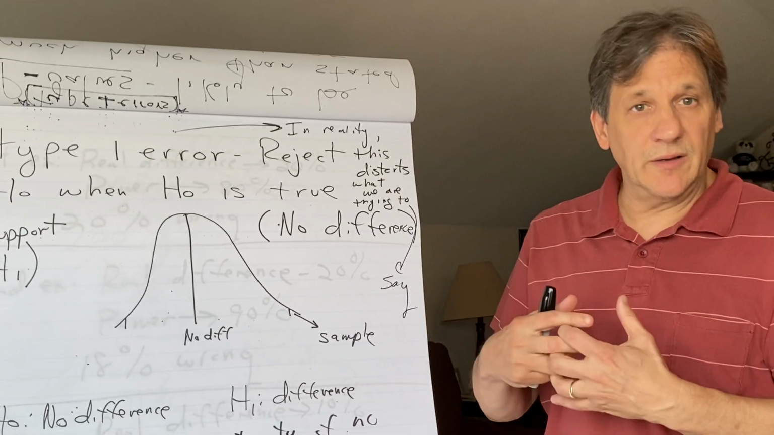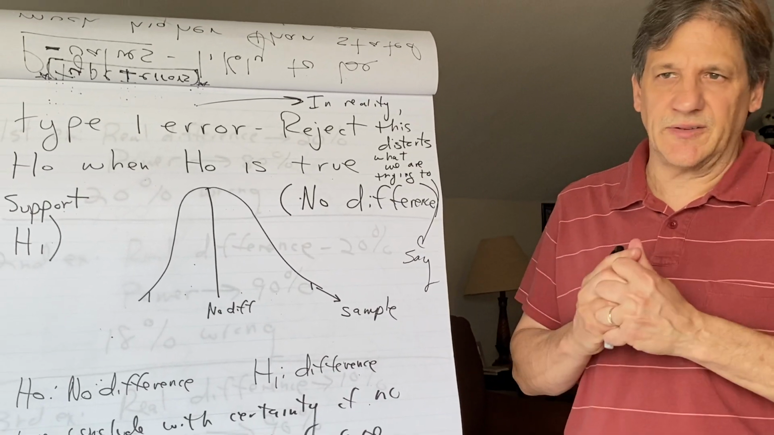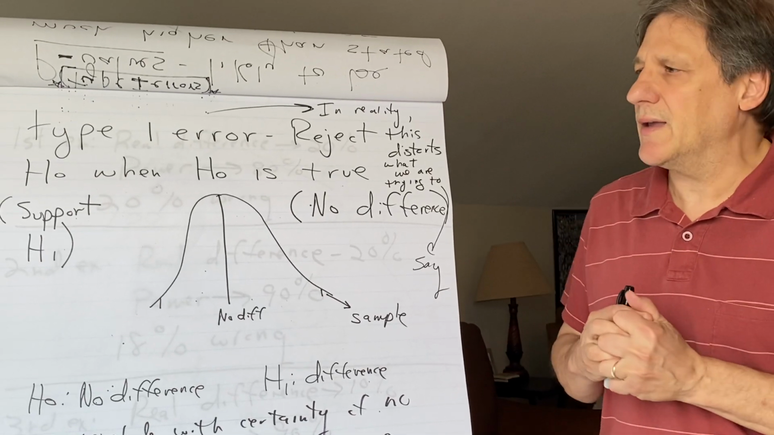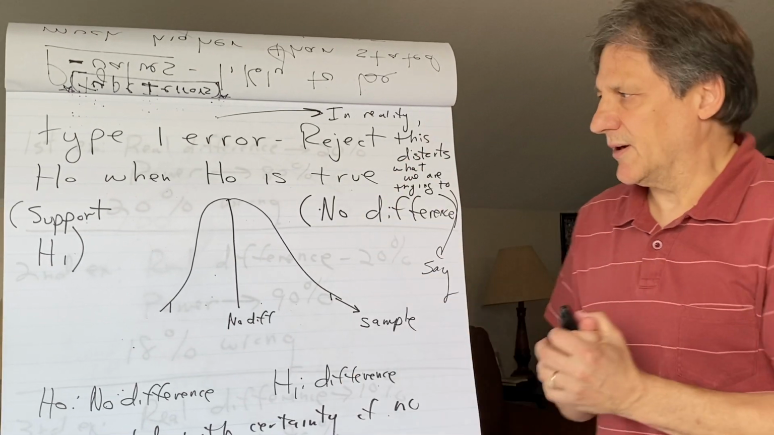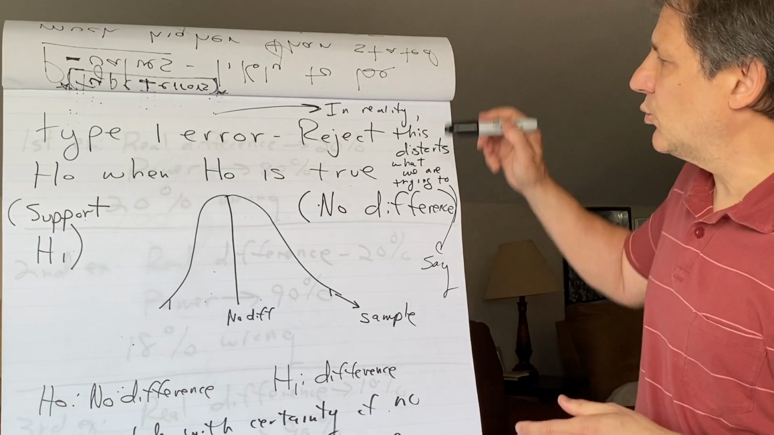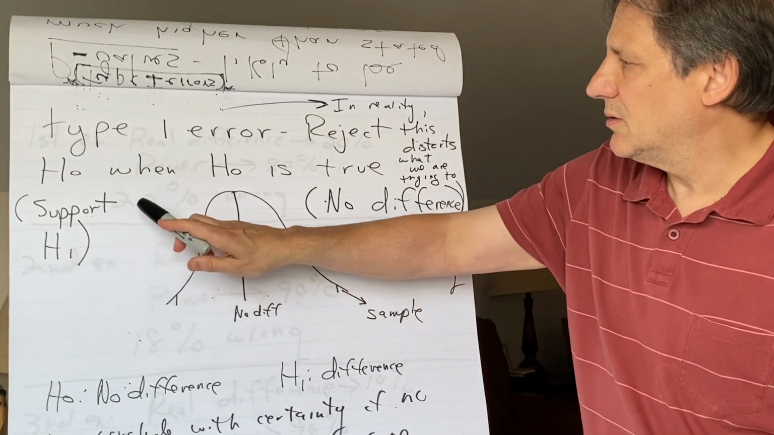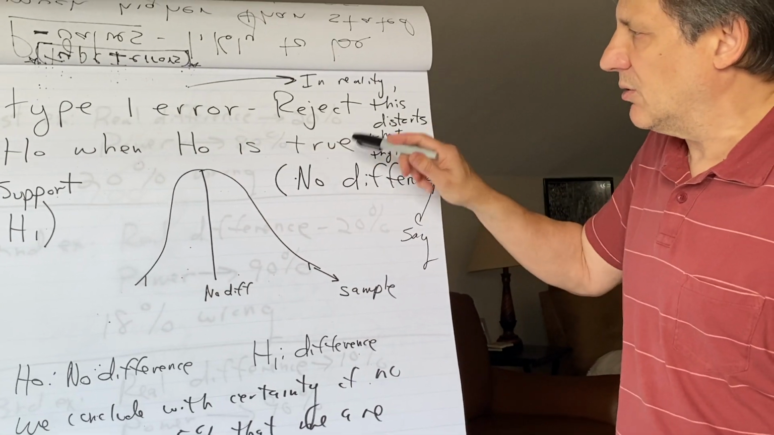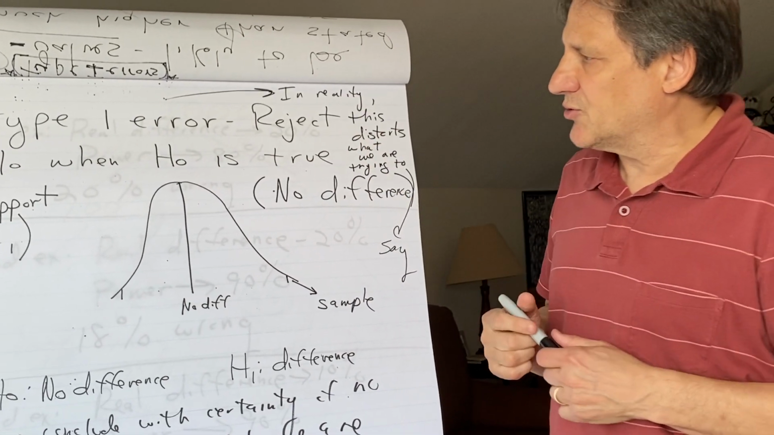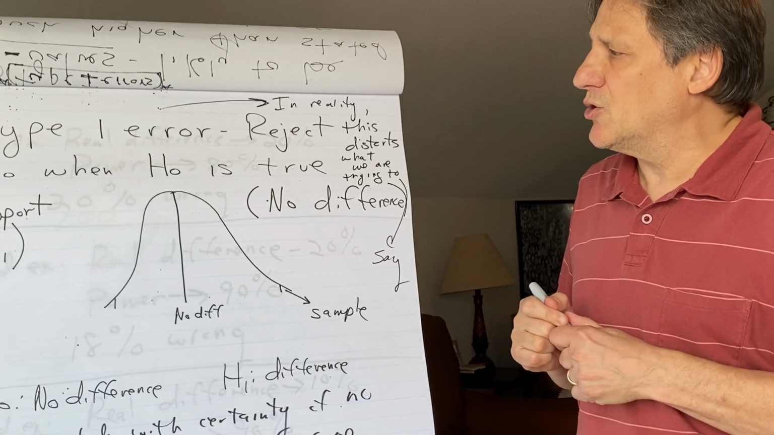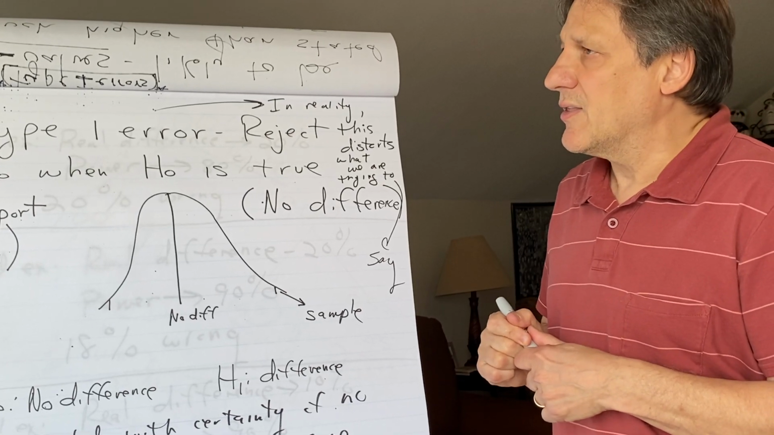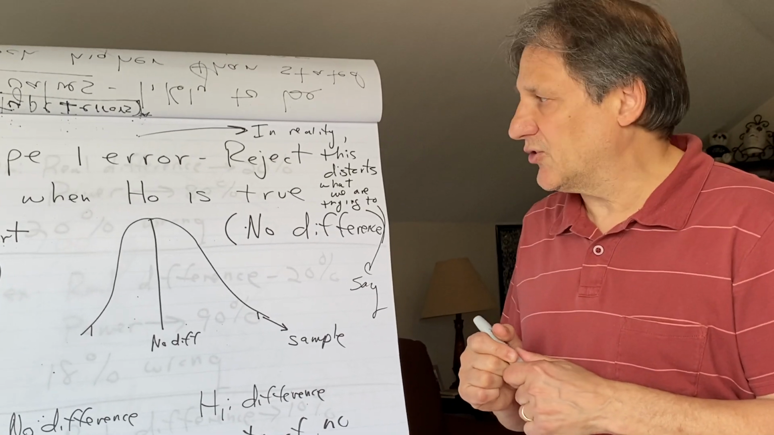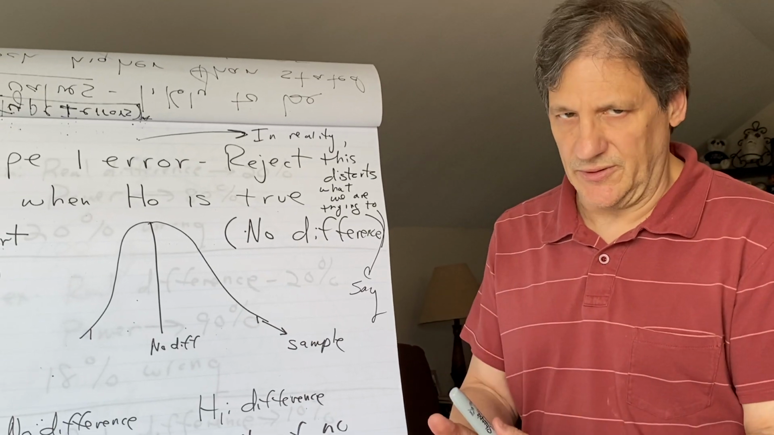And H sub 1, which is the alternative hypothesis, sometimes written H sub A, is that there is a difference, okay? But a type 1 error is when you reject H0, which is actually supporting H1, when H0 is true. Or in the illustration I just gave, it's when you reject that there is no difference when there is a difference, okay?